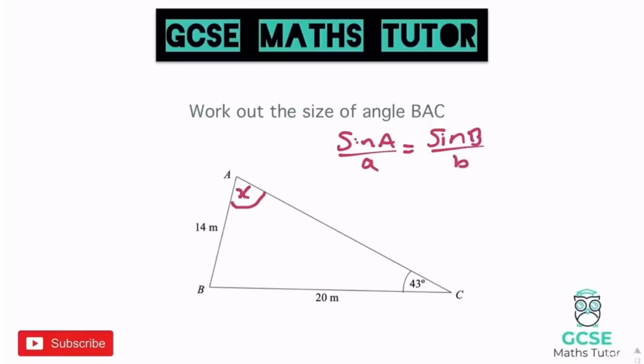Okay, so plugging in our numbers, let's just label it up. So let's call this one A, as the A is next to it, that's fine. And again, I'm just going to write over this one, I'm just going to put B and B. Okay, just because of the way I've written my formula. So then sticking in all the numbers, what have we got? Sine A is sine X, so we have sine X over 20, equaling sine 43 over 14.